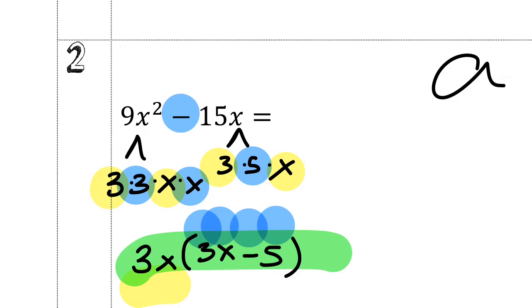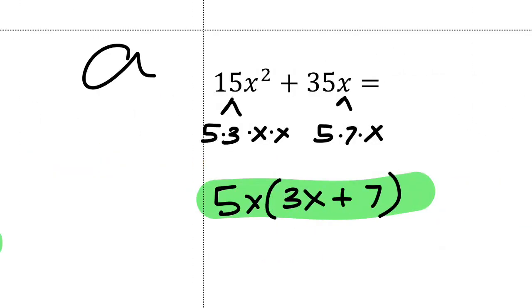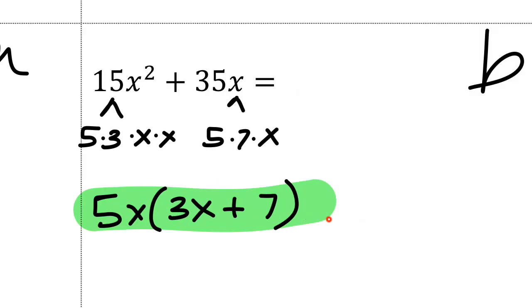Okay, we're going to check 2b now. So that's the second part of number 2. This is the answer you should have gotten for 2b, 5x times 3x plus 7.